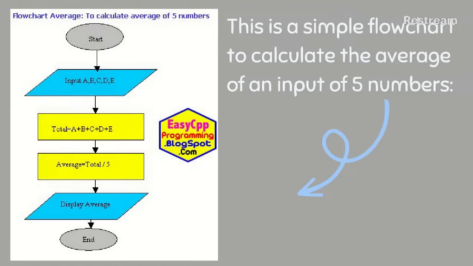So you've then got the parallelogram input A, B, C, D, E, so your 5 different values. Your process is to add them all up, and then the next process is to divide them by 5, and then your input or your output in this case is to display the average, and then that's the end.